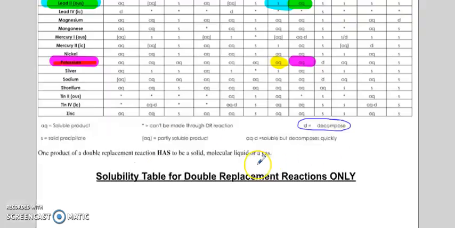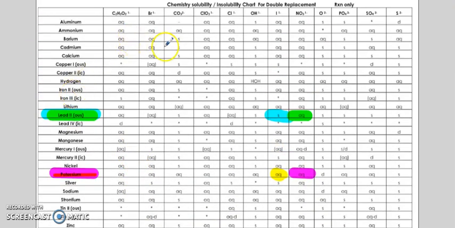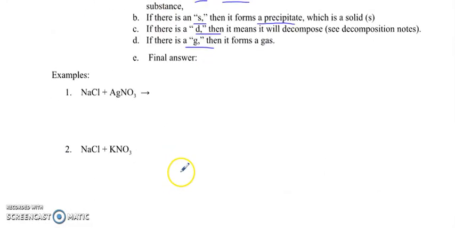If there's G, it will form a gas. And you'll see there's a couple other things. Some are partially soluble, some are aqueous but then decompose quickly, and some cannot be made through this reaction. That doesn't mean they don't exist, it just means that they can't be made this way. So just take some time and make sure you understand how to read this chart. And you will have this chart laminated for all your tests. So let's go through a couple more examples.